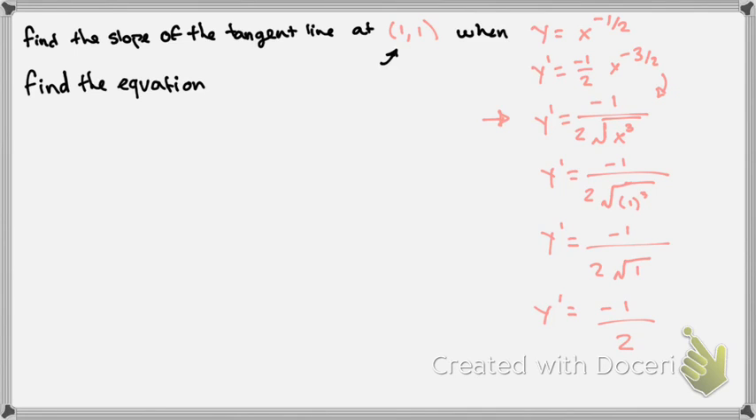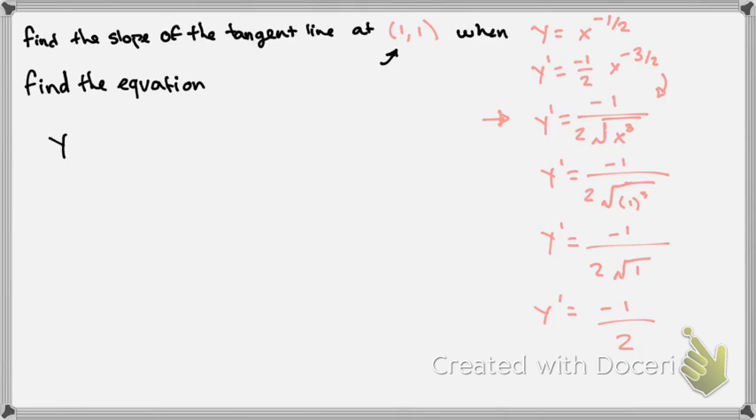So, until we get negative 1/2. Now we have to make this into an equation. This is our slope. So the slope of the tangent line is going to be negative 1/2. So how do we get that into an equation?